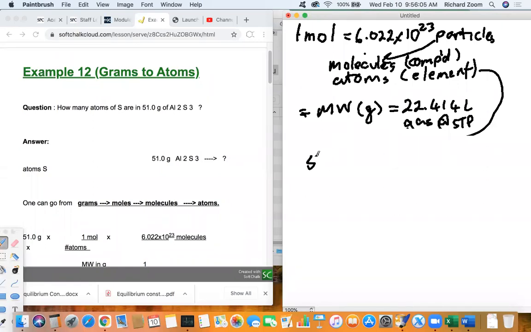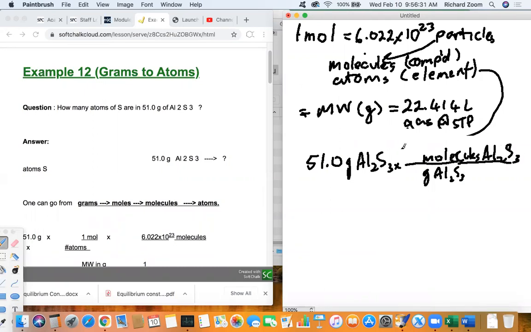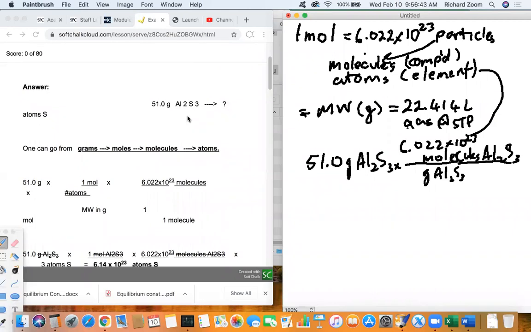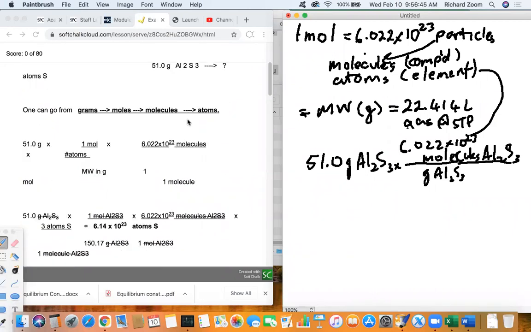So we are going to have to do something in between here. And just like before, it's going to be about the molecules. I'm going to be linking this. So we know that grams of Al2S3 go on the bottom. Molecules of Al2S3 will go on top. And the relationship there is 6.022 times 10 to the 23, and the grams of Al2S3 will be the molecular weight. Now, you'll generally be given the molecular weights in these kinds of problems, so you won't have to figure them up.